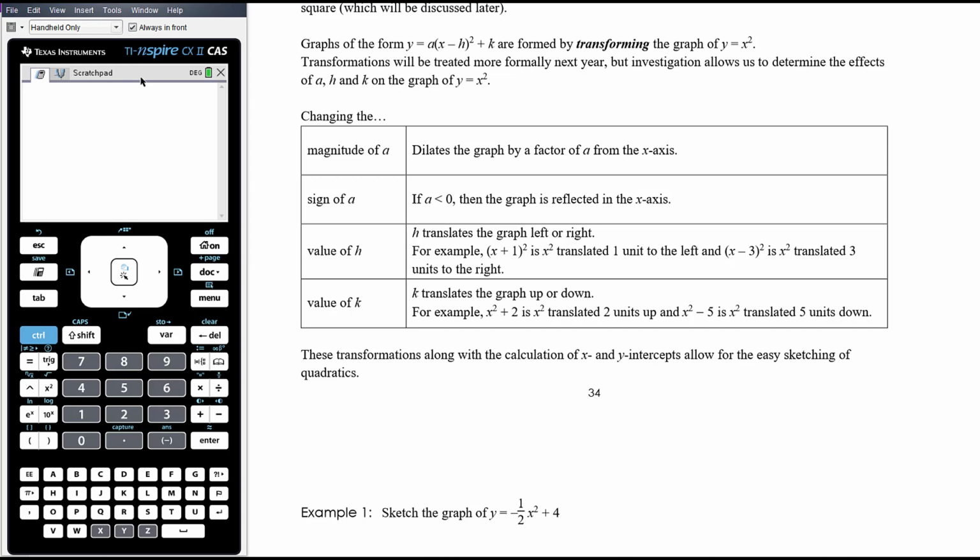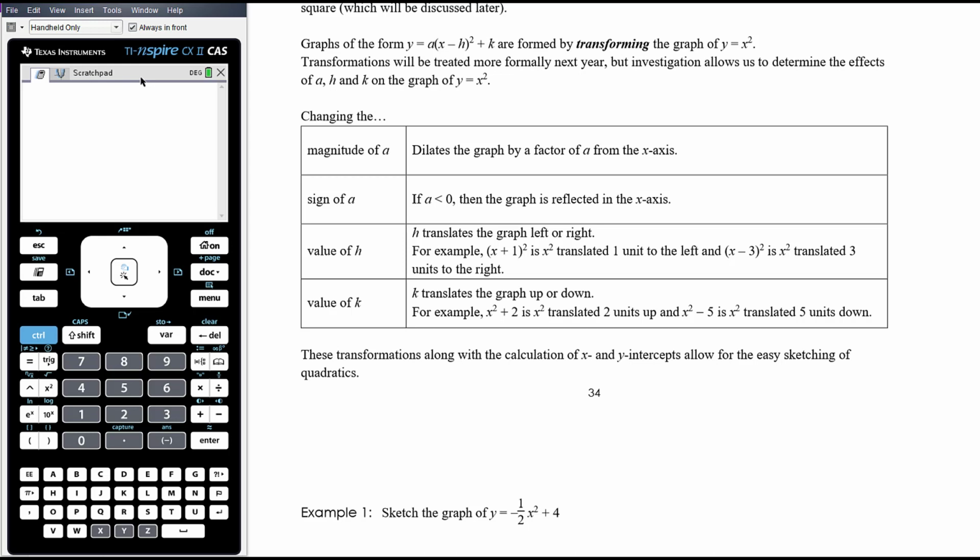For example, x plus 1 all squared is x squared translated 1 unit to the left, and x minus 3 all squared is x squared translated 3 units to the right. And K translates the graph up or down, and it's a more direct translation. So x squared plus 2 is x squared translated 2 units up.